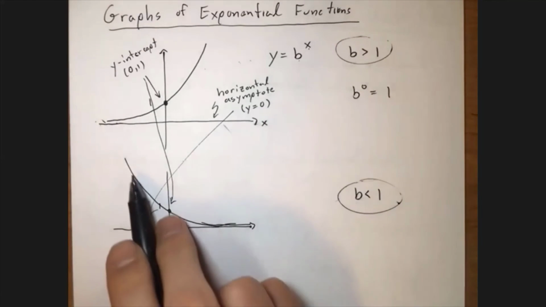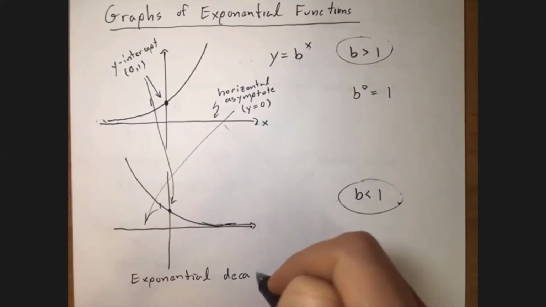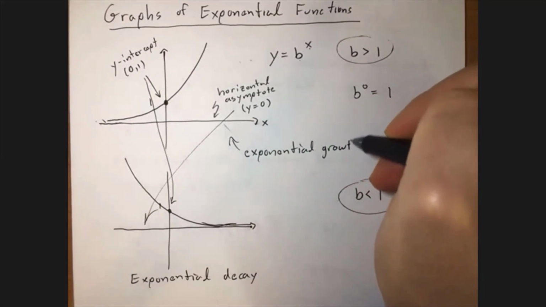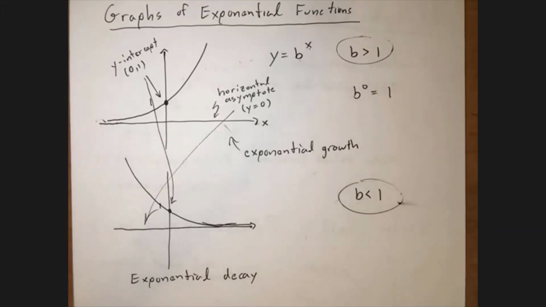This is called exponential decay. This one up here is called exponential growth. The two different behaviors we can see with exponential functions. So it either grows very fast or it decays very fast.